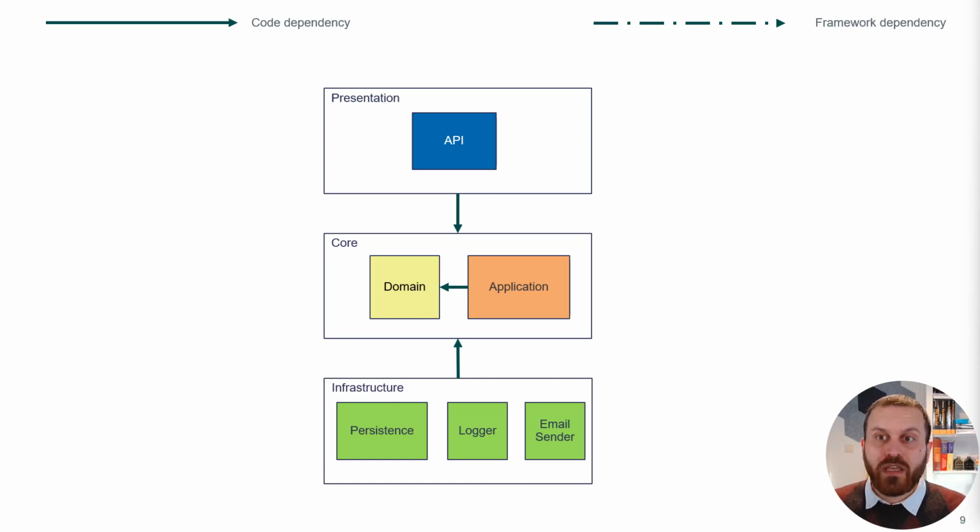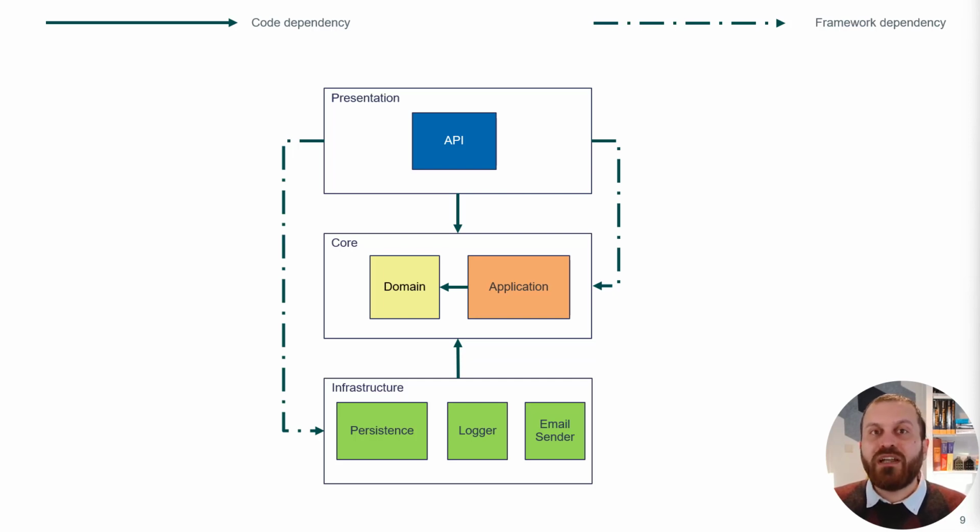And do not forget the framework dependencies. This presentation layer, because it needs to register the services of the infrastructure layer, should have a reference to each of the projects that I have in the infrastructure layer. It should have another reference to the application or other projects that I have in the core layer as well.